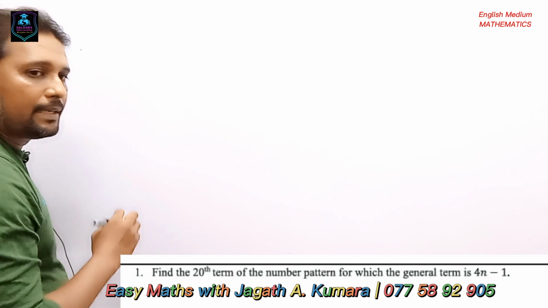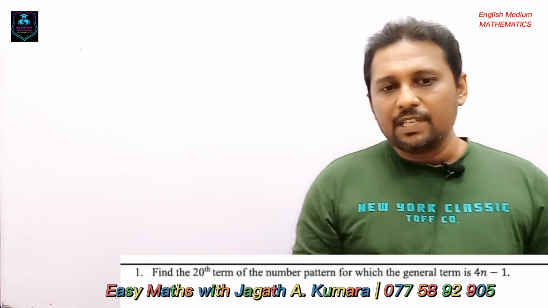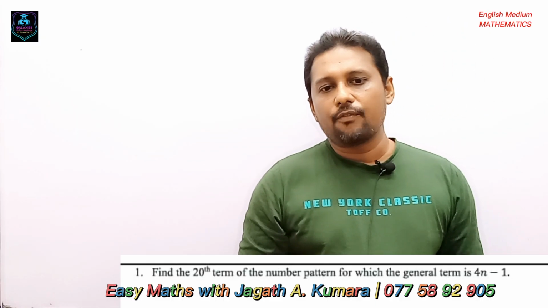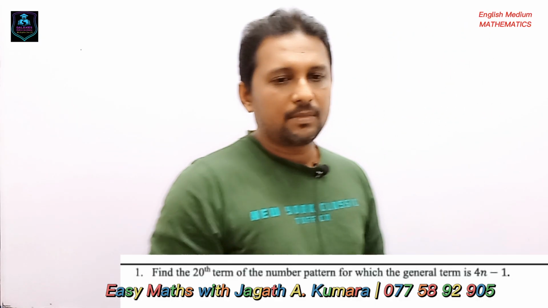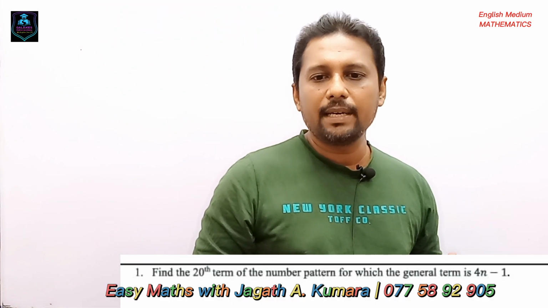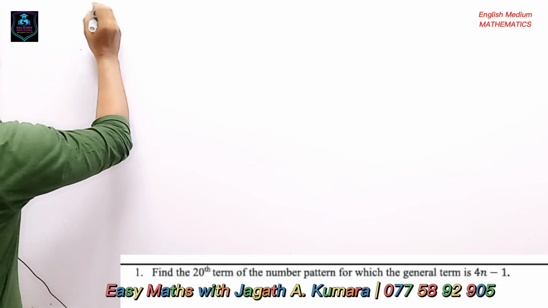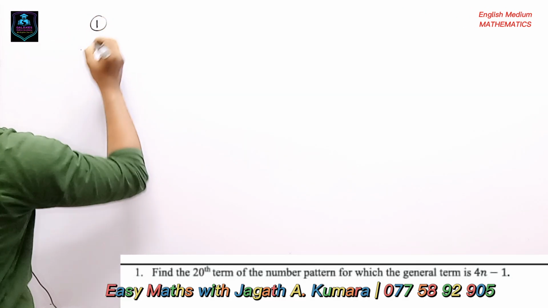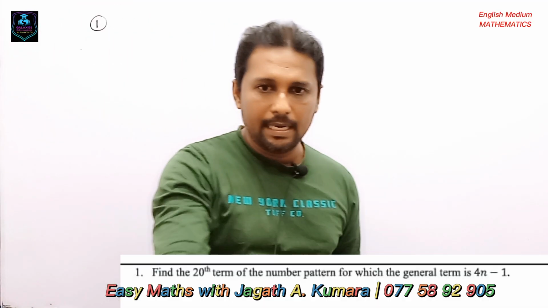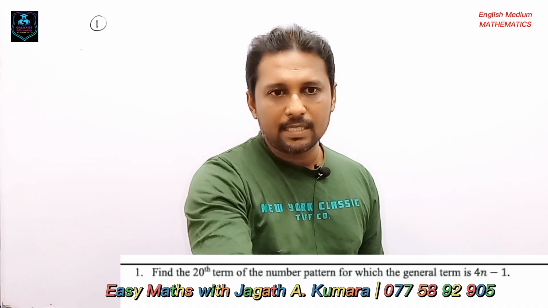Given, find the 20th term of the number pattern which the general term is 4n minus 1. Right, in this question, the general term is given, and you have to find the 20th term. Then what you can do? The general term we normally write as Tn. Then the general term is equal to 4n minus 1.